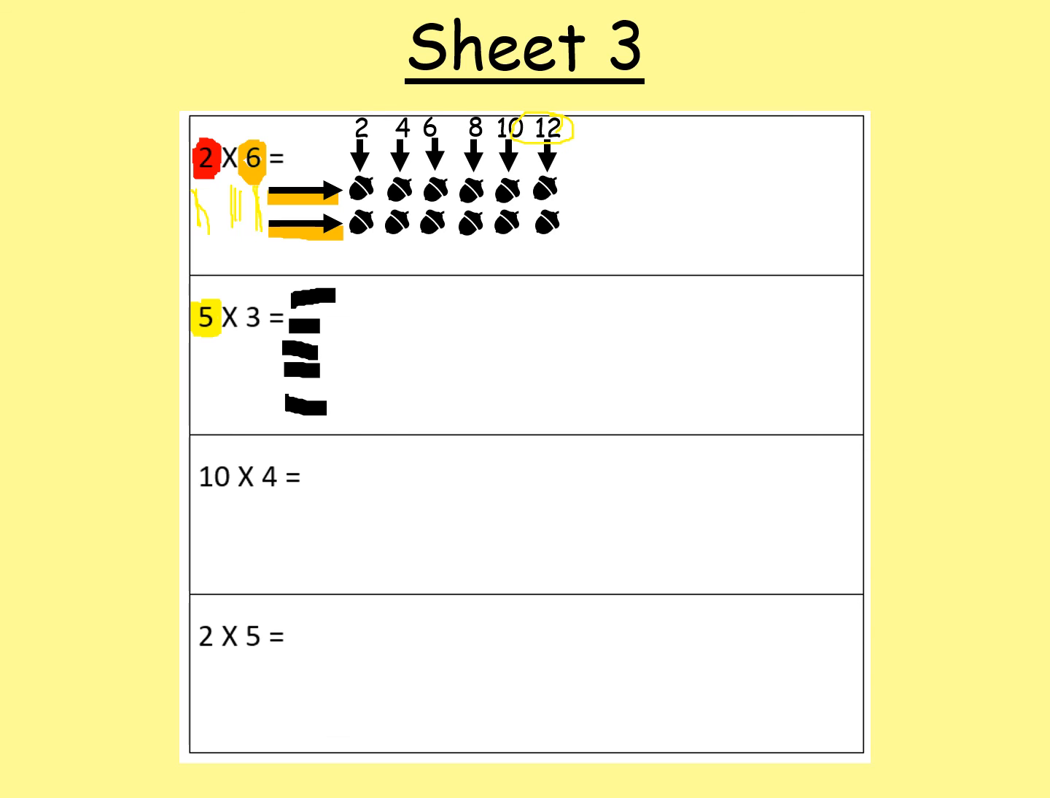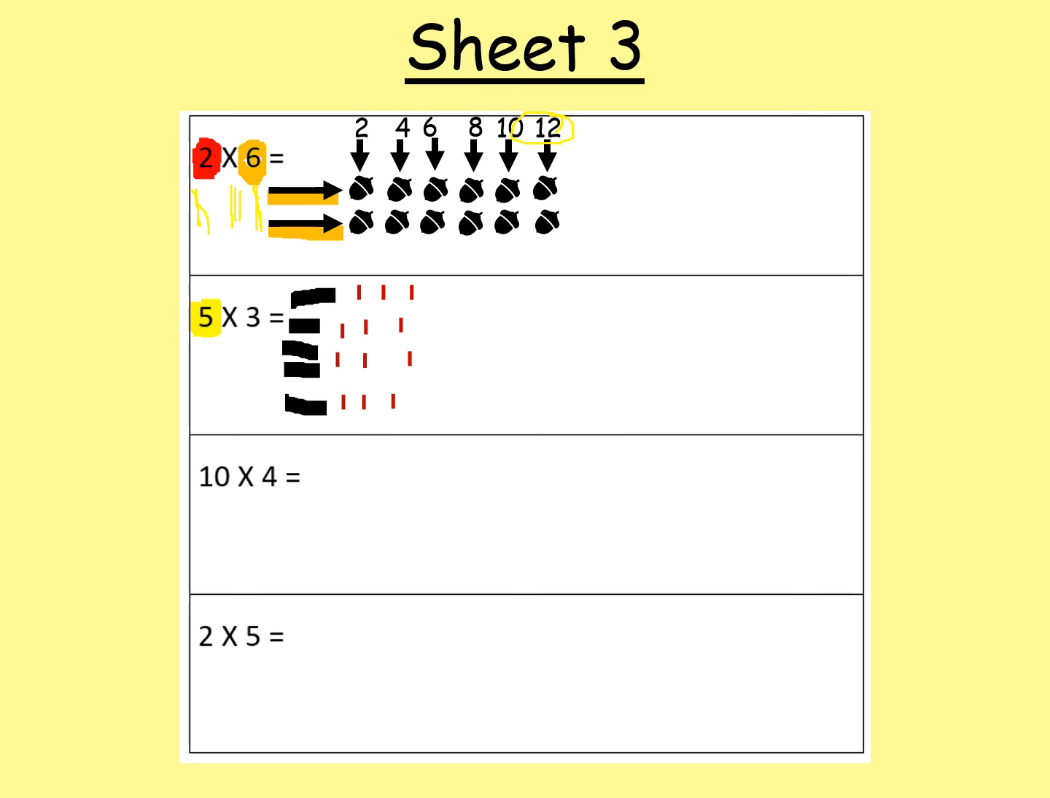So I'm going to put 3 in this group: 1, 2, 3. 3 in this group: 1, 2, 3. 3 in this group: 1, 2, 3. And 3 in this group: 1, 2, 3. So now I've made my groups of 3.